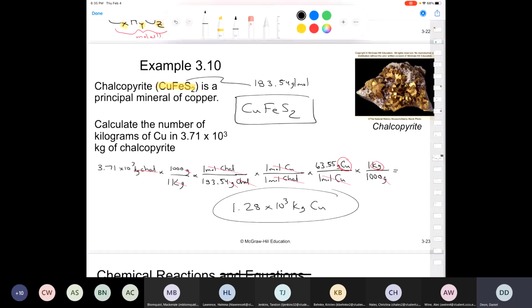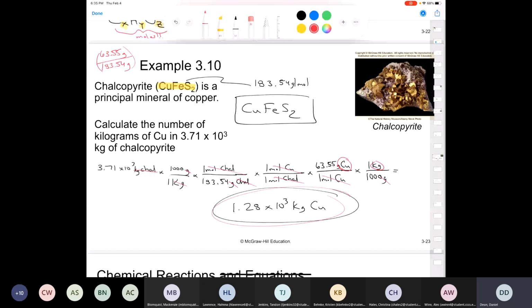Now, again, you could do this one using percent by mass. You could say the percent by mass of copper is 63.55 grams of copper divided by 183.54 grams of chalcopyrite. So that's the percent of copper. And then just multiply that. So if you take 63.55 divided by 183.54, and you multiply that by 3.71 times 10 to the third power, you end up with this answer.